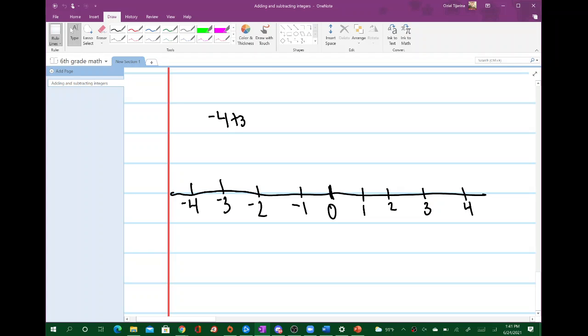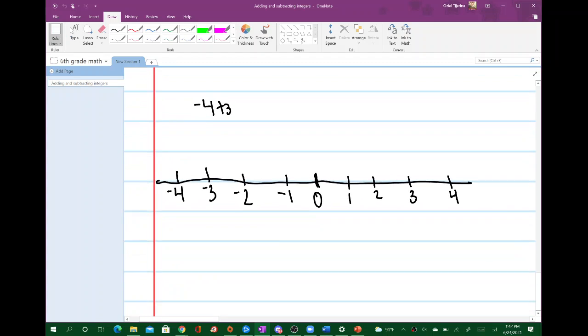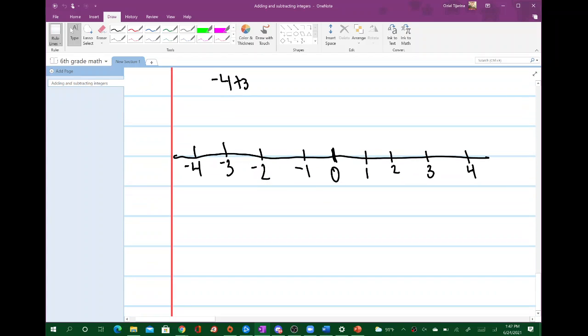So I'm not going to include properties on here, because I feel like that'll make it a lot harder. Instead, we are going to use a number line, and maybe I'll also use a chart that you may or may not have been familiar with in your 6th grade class. But basically, this is the way that we do it.